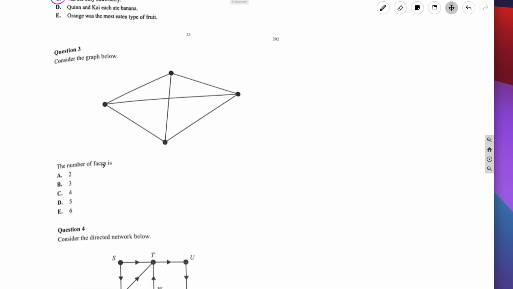Consider the graph below. The number of faces is. So we've got, let's see, we've got 1, 2, 3, 4, and then the unbounded 5.